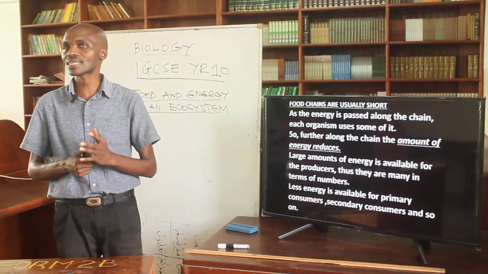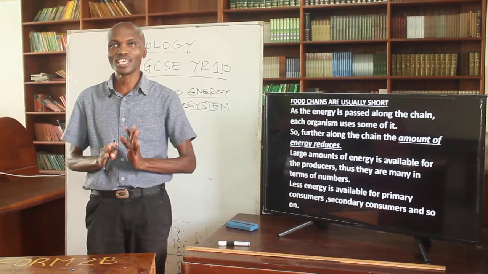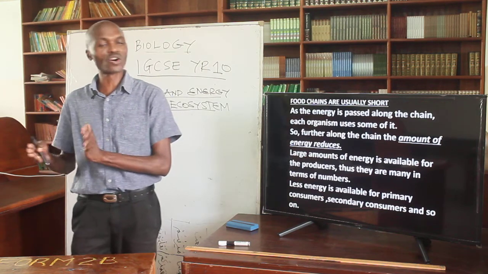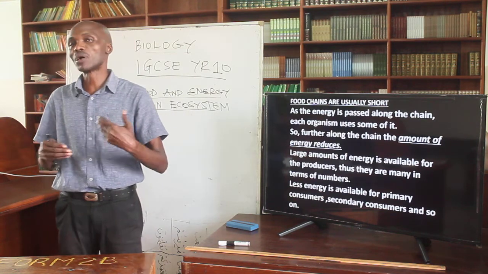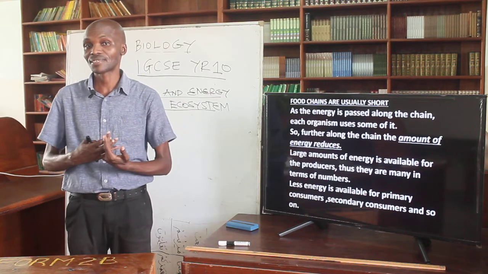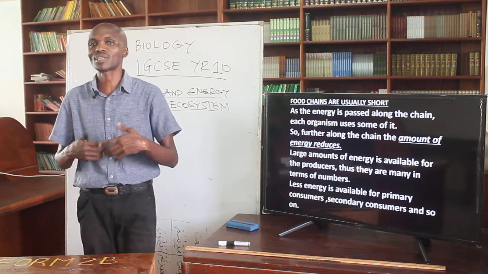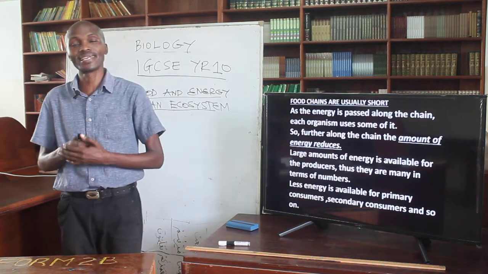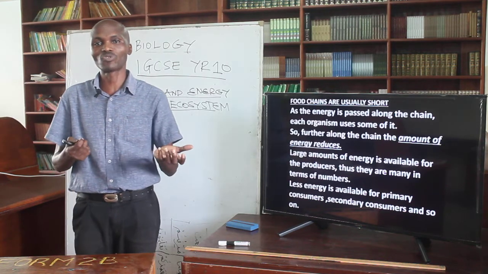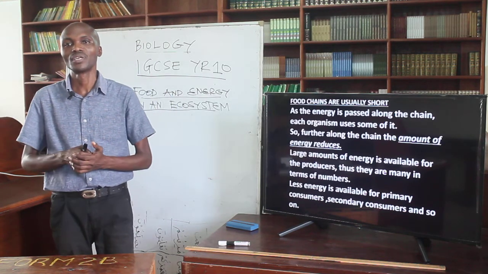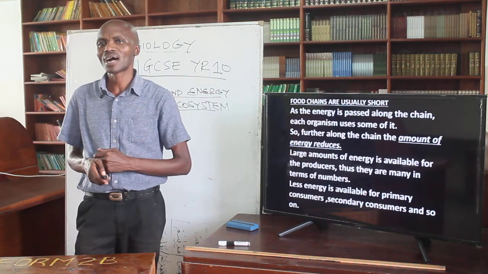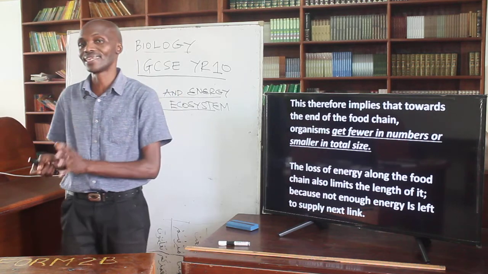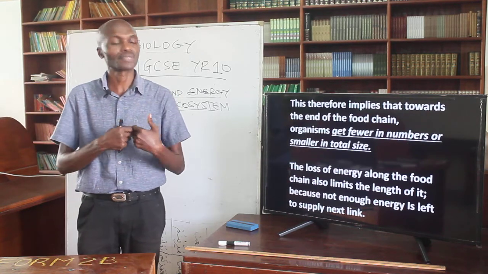As the energy is passed along the food chain, each organism uses some of that particular energy. So further along the food chain, the amount of energy actually reduces. Now, large amounts of energy are available for the producers, and therefore there are very many in numbers. Less energy is available for primary consumers, secondary consumers, and so on. So it therefore implies that towards the end of the food chain, organisms get fewer in numbers or smaller in total size.